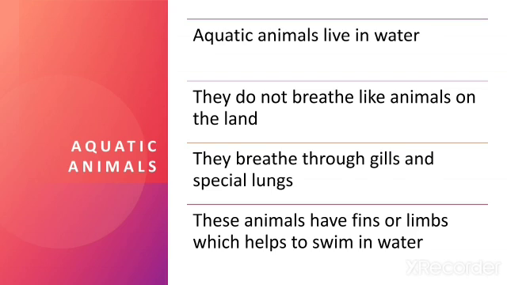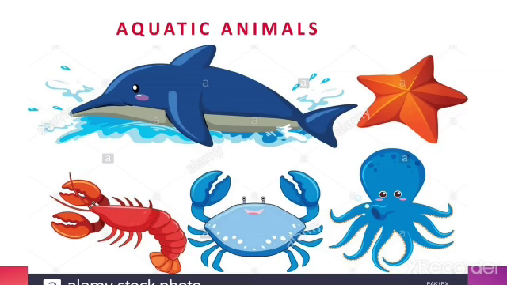Where do aquatic animals live, students? Aquatic animals live in water. How can they breathe? They breathe through gills and special lungs. So these are the aquatic animals: dolphin, starfish, crab, shrimps, octopus. These animals have fins or limbs which help them to swim in water. These are the aquatic animals.